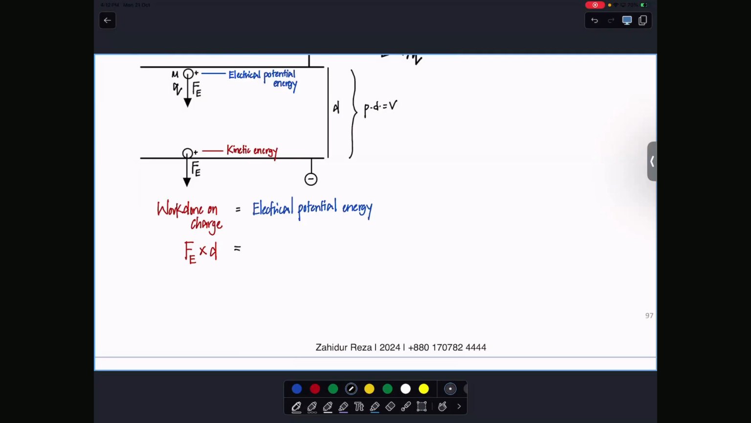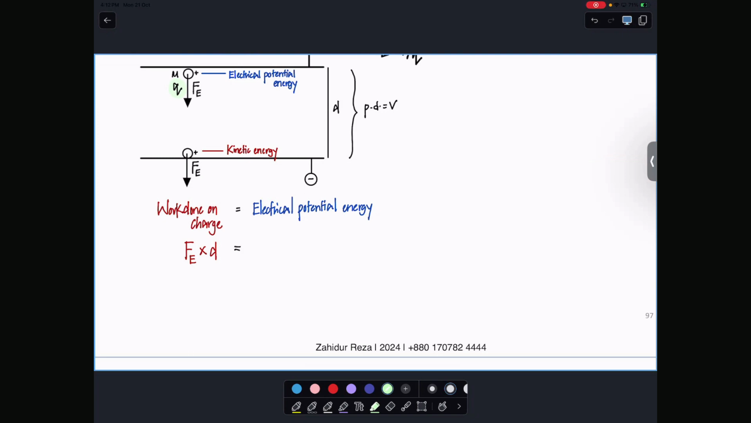Does anyone know the formula for electrical potential energy? It was there in your AS, it was there in your O levels. Okay, I'll rephrase it. Can you tell me what the formula for electrical energy is? Yes, VIT is one, but we don't have I, we don't have T. So what's the original formula for electrical energy from your O levels? Yes, it's QV. E equals QV, V equals E by Q.